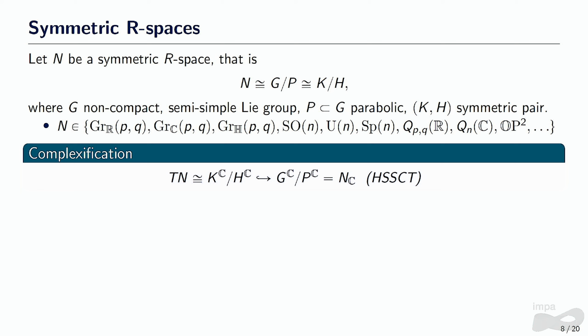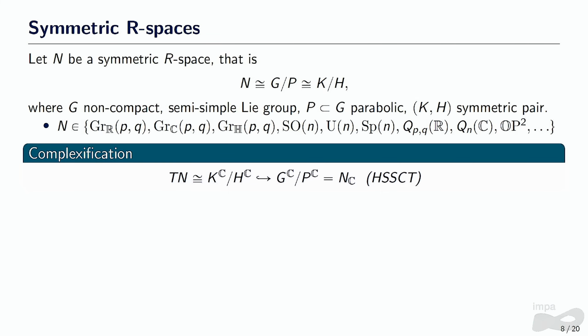You can either start with this non-compact group, complexify it, and then, because if you complexify a parabolic group, you get again a parabolic group, the quotient you end up with will be a compact space. Actually it turns out to be a compact Hermitian symmetric space. While the story on the other side is different.